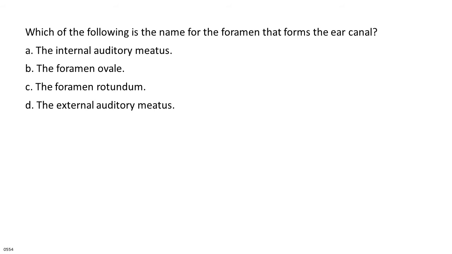Which of the following is the name for the foramen that forms the ear canal? A. The internal auditory meatus. B. The foramen ovale. C. The foramen rotundum. D. The external auditory meatus.